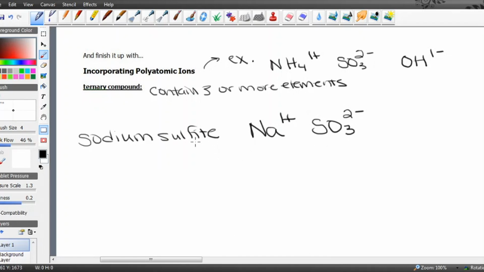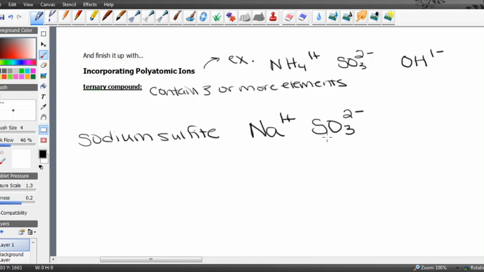The reason why I know that sulfite was SO3 2- was because I just learned my polyatomic ions and memorized them. But the other key is that the ending of the name is "ite." If I was talking about just the element sulfur, I would change the ending to "ide." Okay, so if it ends in "ide," it's talking about the element. If the name ends in "ate" or "ite," it's referring to the polyatomic ion.